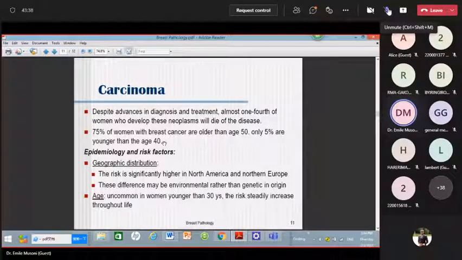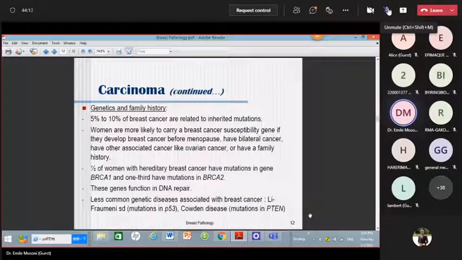The range of having breast cancer, most of the time, is around 40 years. The geographical distribution depends on the country. The age, I have said, is around 40. But we have seen one case of breast cancer in a 9-year-old female. So this is to say that it is not ruled out that even in the young, carcinoma can be found.